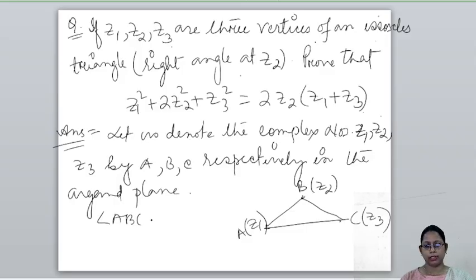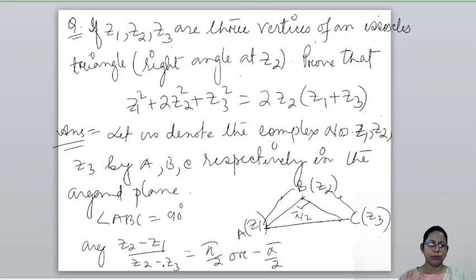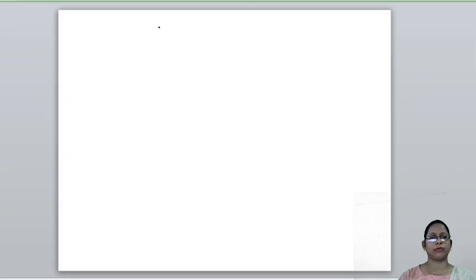Our angle ABC is 90 degrees. Arg of Z2 minus Z1 by Z2 minus Z3 is equal to pi by 2 or minus pi by 2. That is, the angle between Z2 minus Z1 and Z2 minus Z3 is pi by 2. And since Z1, Z2, Z3 are the vertices of an isosceles triangle, BA is equal to BC. Here the number is purely imaginary: Z2 minus Z1 by Z2 minus Z3 is purely imaginary.